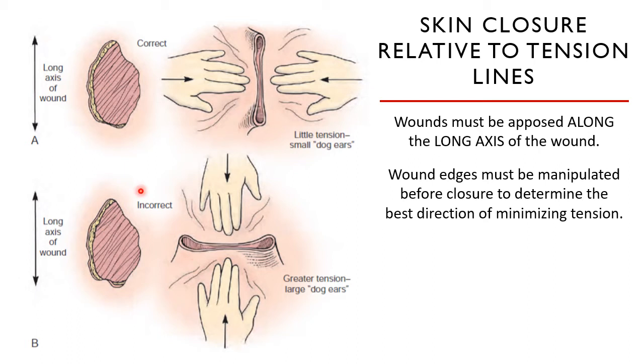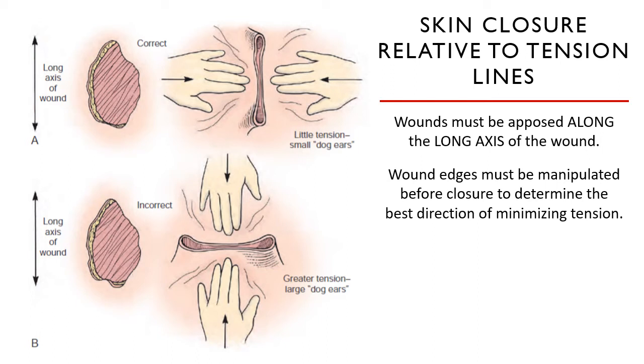You may see the surgeons here try to approximate the wound edges by pushing them together with their hands before suturing. This is a way to figure out what is the best direction to close a surgical wound with minimal tension and least possibility of dehiscence.